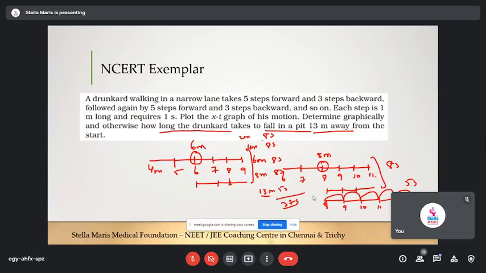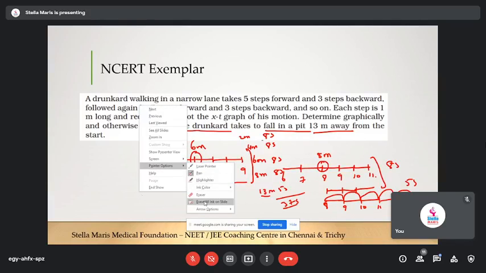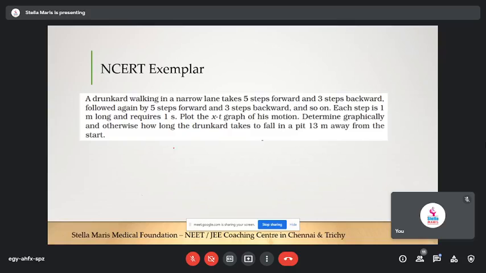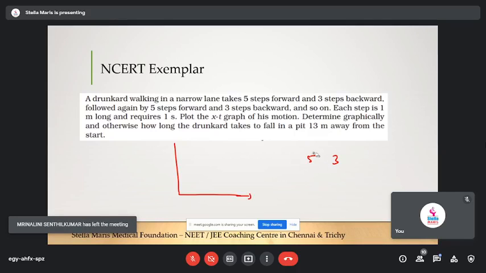So you can plot this graph. You can plot the x-t graph, and to plot this graph in time, you can have it in terms of 5, 3. Since the drunkard takes 5 steps forward and 3 steps backward, that is 5 seconds and 3 seconds. So you can take it in terms of 5 to 3 seconds. Okay, so like this.